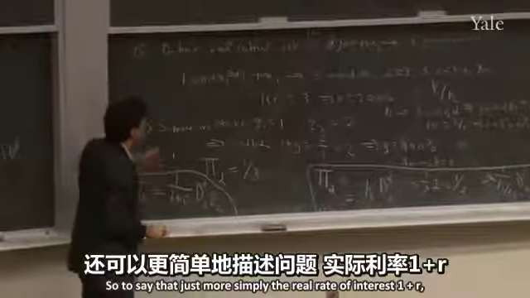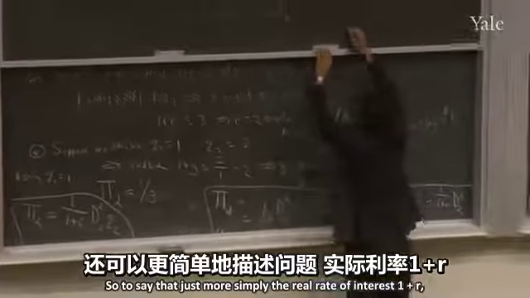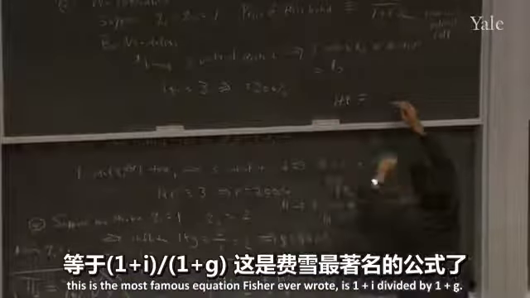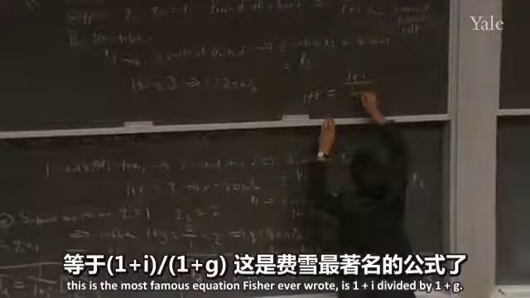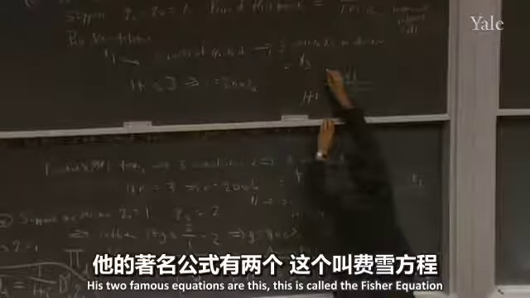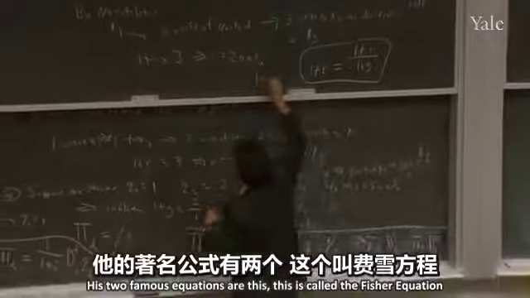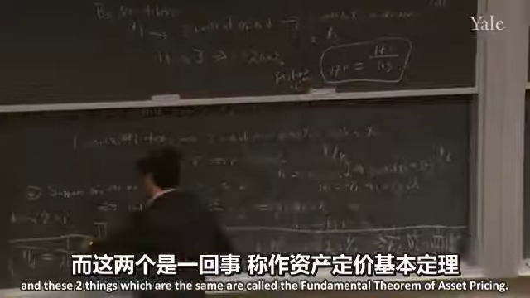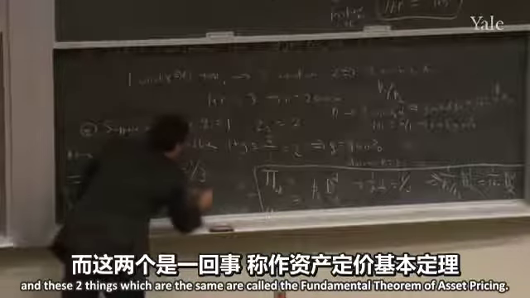To say it more simply, 1 plus r, the real rate of interest, is 1 plus i divided by 1 plus g. This is the most famous equation Fisher ever wrote, and it is called the Fisher equation. His two famous equations are this one, called the Fisher equation, and the other one, these two things, which are the same, called the fundamental theorem of asset pricing.